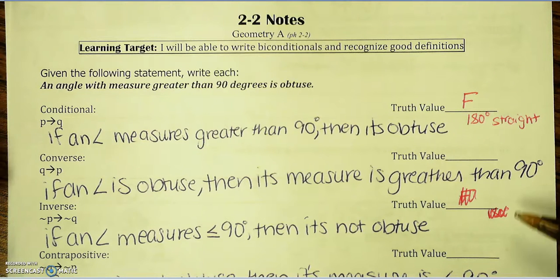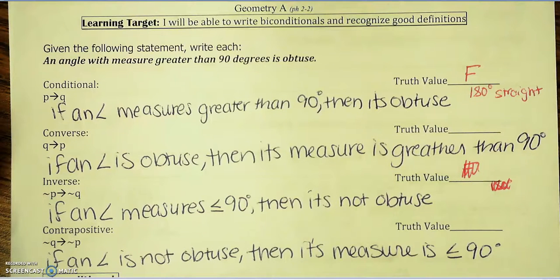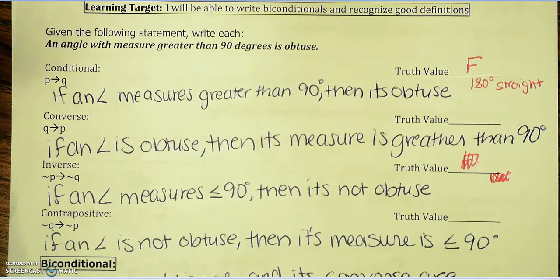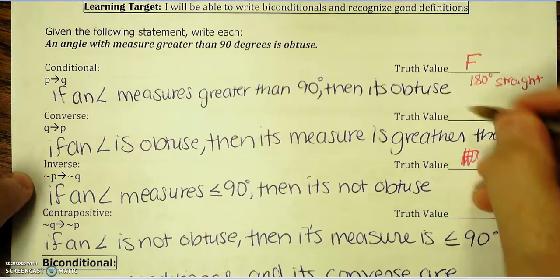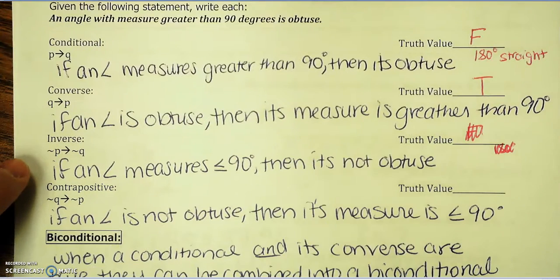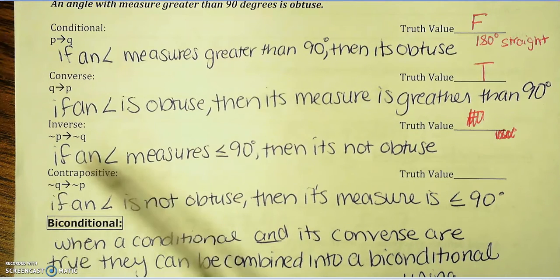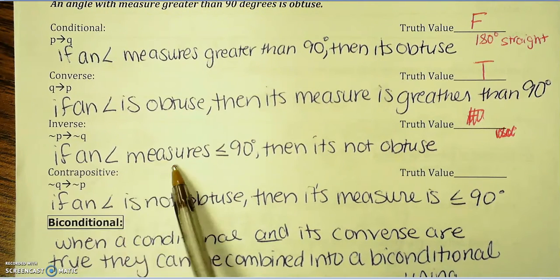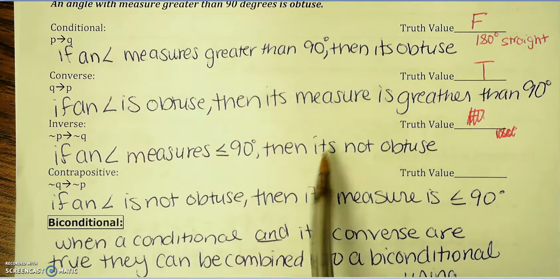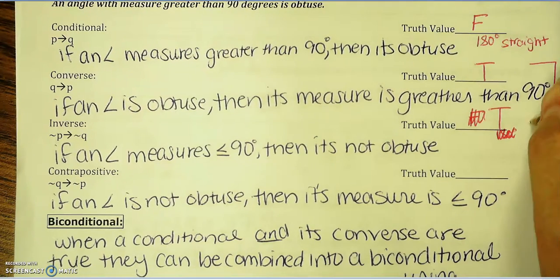And then when I went down to the converse, if an angle is obtuse, then its measure is greater than 90. Okay, so if I am an obtuse angle, that's the beginning assumption, my measure is greater than 90 degrees. So that's actually a true statement. The inverse keeps the hypothesis and conclusion, but makes them both a negation or an opposite of what they were to start out with. So instead of greater than, I'm going to say if an angle measures less than or equal to 90, then it's not obtuse. That's true. If you guys remember, these two have the same truth value.